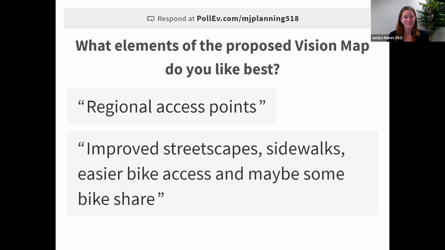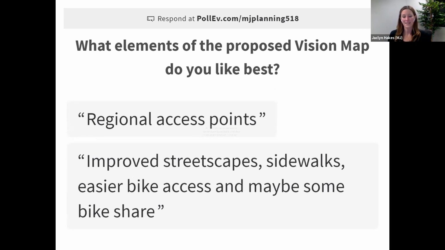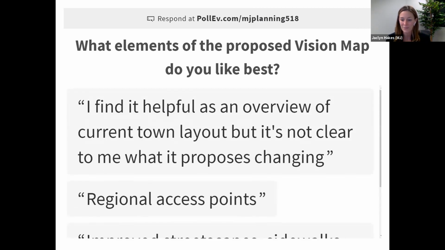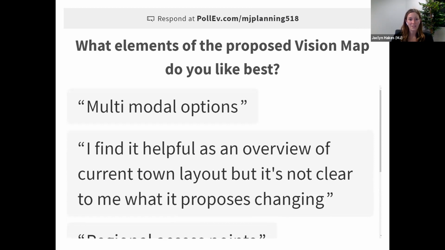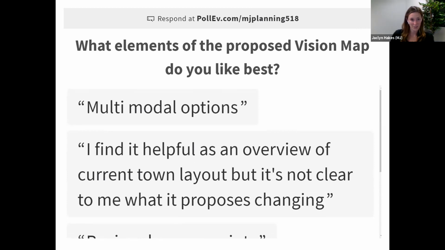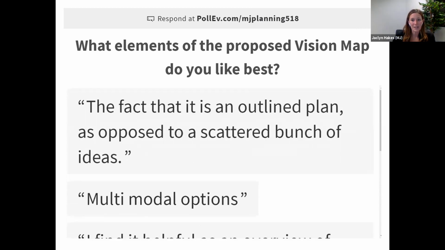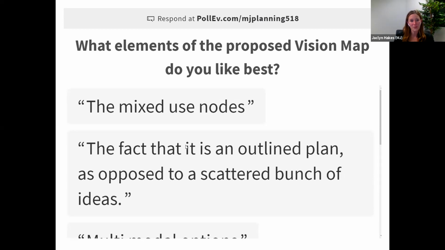All right, we'll give folks a few moments. And again, you can text MJ Planning 518 to 37607. I find it helpful as an overview of the current town, but it's not clear what it proposes changing. The multimodal options, the fact that it is an outlined plan as opposed to a scattered bunch of ideas. Okay, and I will get to that question about what the proposed changes are in just a moment.